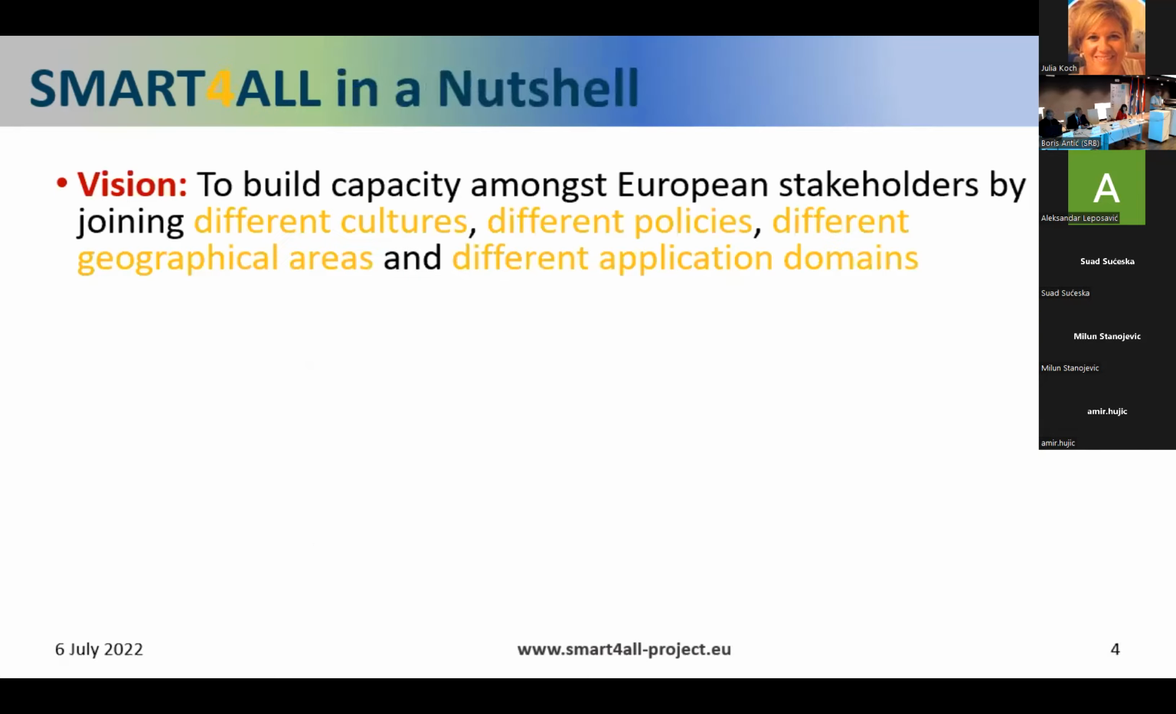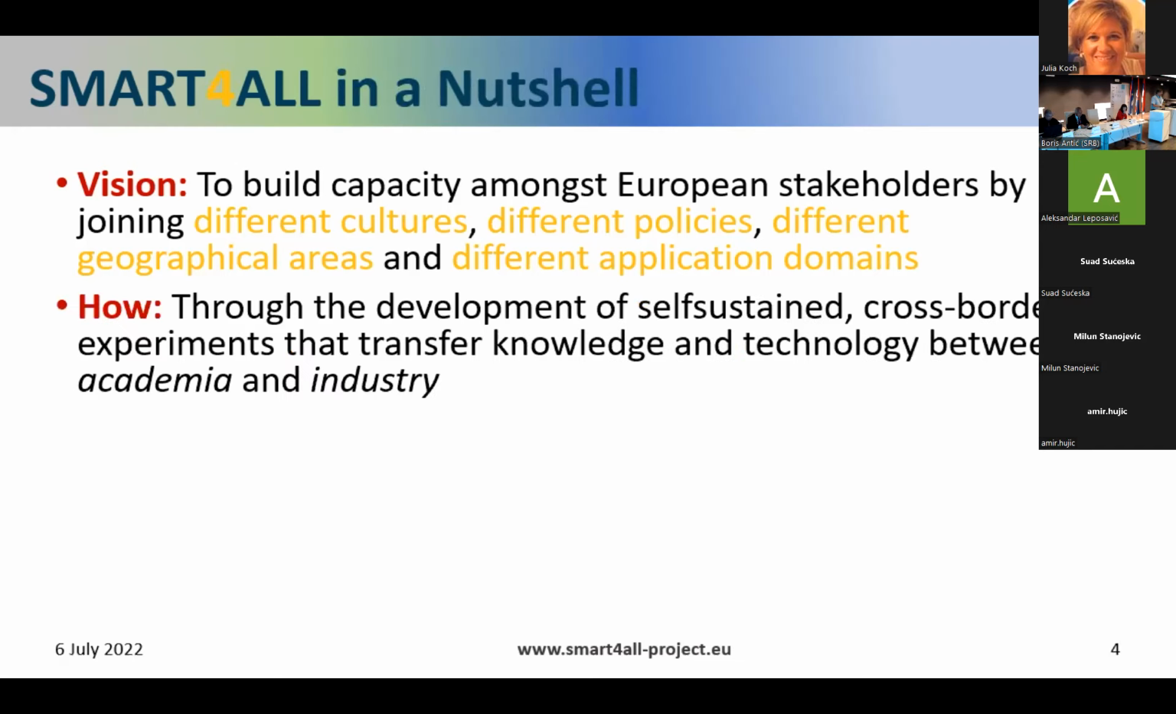So what is the vision? What is our vision? The main idea is to build capacity among European stakeholders, and we're planning to do it by combining different cultures, different policies, different geographical areas, and targeting different application domains. The instrument for achieving that is what we call technology experiments, which are cross-border experiments that intend to transfer knowledge and technology between academia and industry and vice versa.